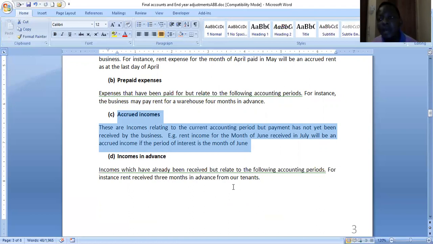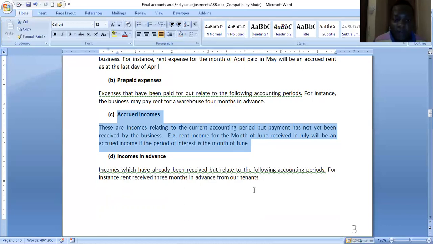Earned but not received: incomes that have been earned but no cash has been received in respect of them. For instance, rent. Maybe we have some building somewhere that we're not using, and we've given it to a tenant of ours. This tenant has not paid us rent for the month of, say, June, the current month. So this is an accrued income that has been earned but has not yet been received from our tenants.